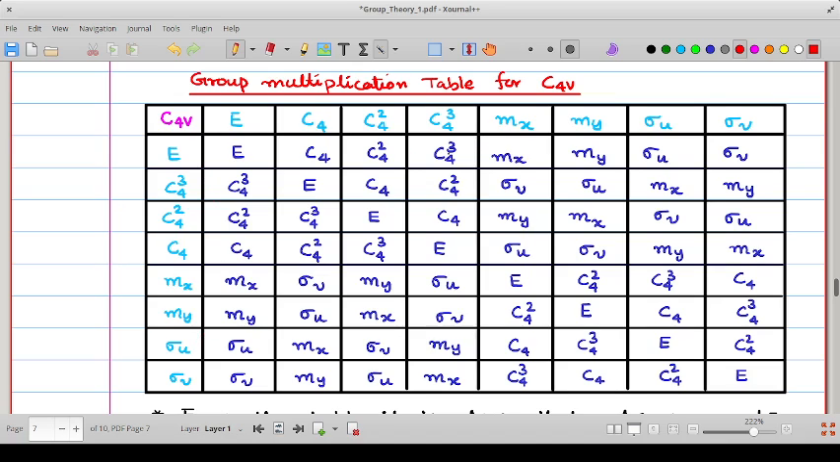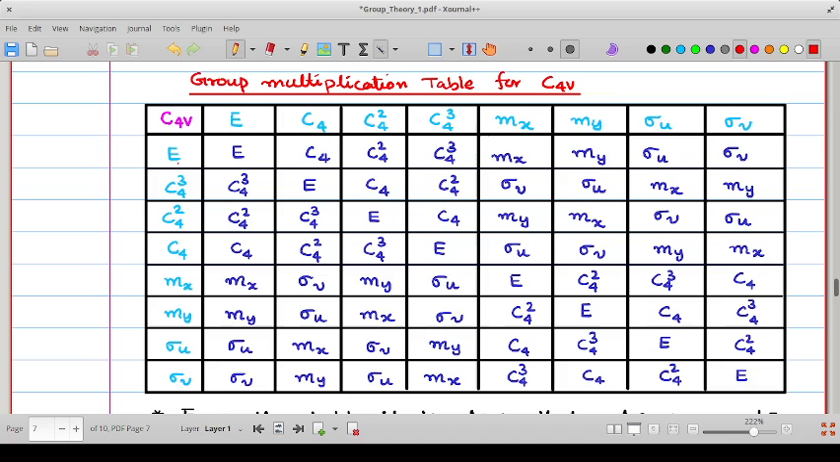Similarly, the elements in a row of the multiplication table are obtained by multiplying every element of the group with a particular element. For example, the row corresponding to this is obtained by multiplying every element E, C4, C4 square, and so on with the element C4 cube of the group. And every row contains each element of the group once and only once. And similarly, every column contains each element of the group once and only once.